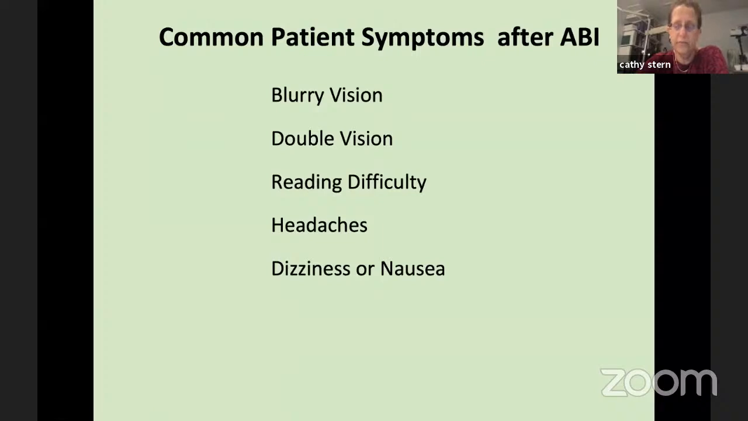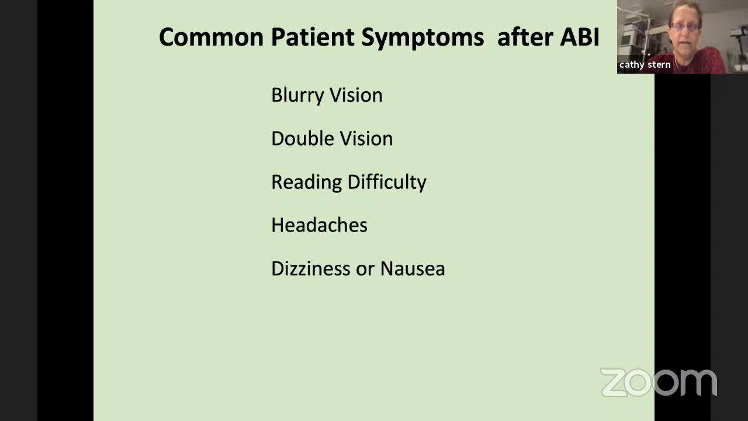So what are the things that patients come in with after a brain injury? ABI is acquired brain injury. Some people say TBI for traumatic brain injury, but not all of them are traumatic. But in any case, the kinds of things that we see are commonly blurry vision or double vision, a lot of headaches.